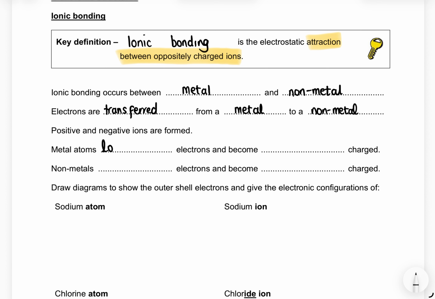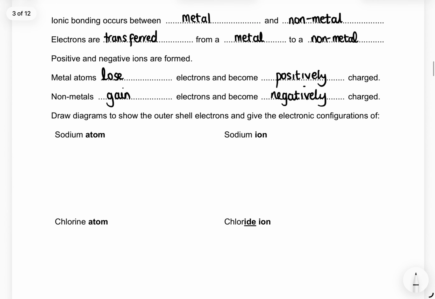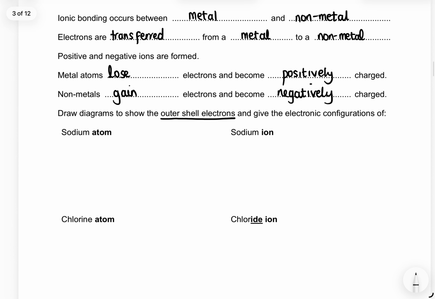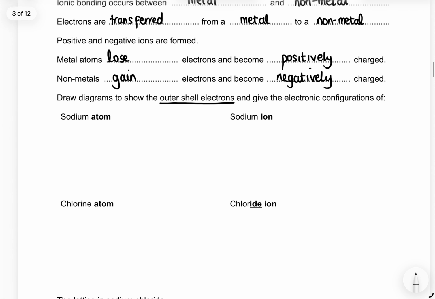So metals lose to become positively charged. Na becomes Na+, Mg becomes Mg2+. Non-metals gain to become negatively charged. Chlorine becomes a chloride ion by gaining 1 electron. Oxygen becomes an oxide ion by gaining 2. We're going to show outer shell only electrons, so we're not going to bother with the inner shells.